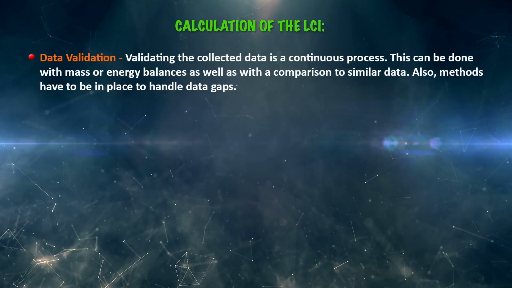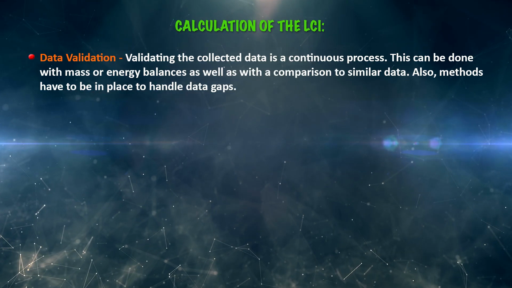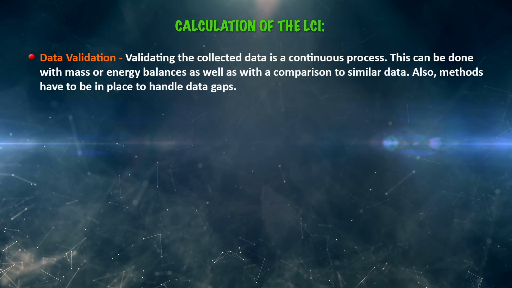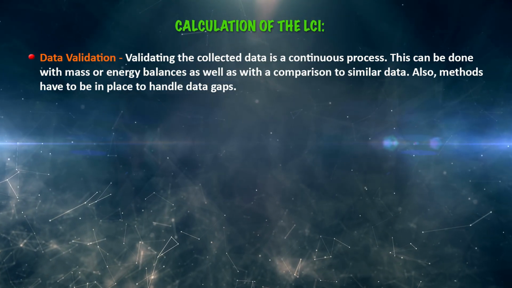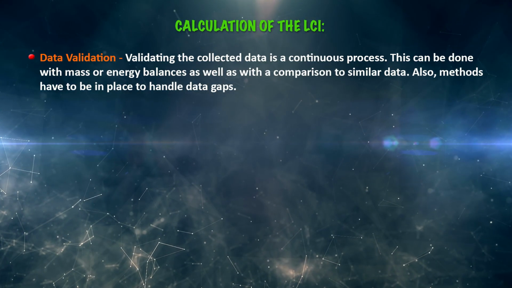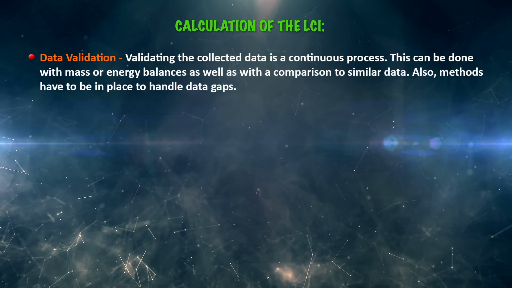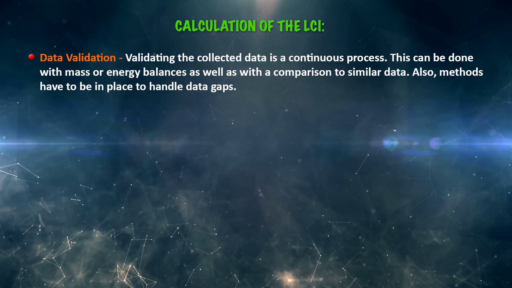And next comes into the picture the calculation of LCI. So before calculating the life cycle inventory, they have to check for data validation, that is validating the collected data, which is a continuous process. This can also be done with mass or energy balances as well as with a comparison to similar data. These methods have to be in place to handle data gaps.